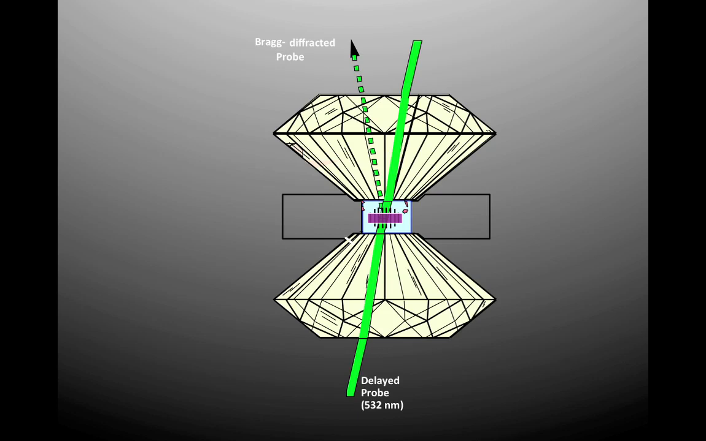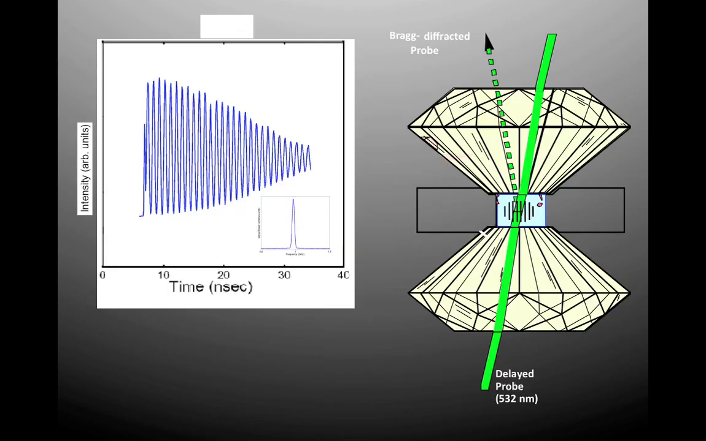We put a detector in the path of the dashed green line and watch the time evolution of the diffraction grating. So on the left represents the easiest to understand example of a time domain signal in our experiments. This is a time scale out to 40 nanoseconds.